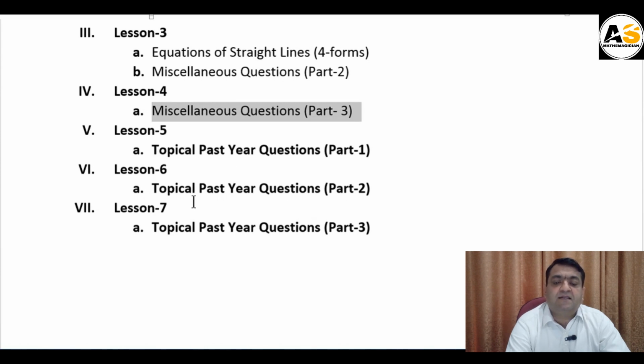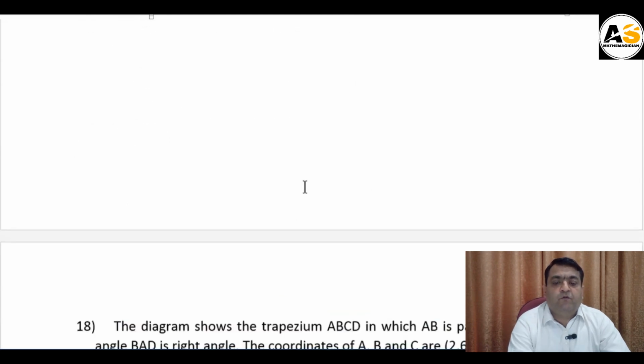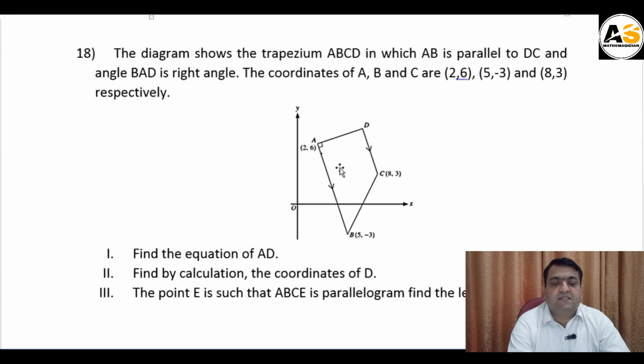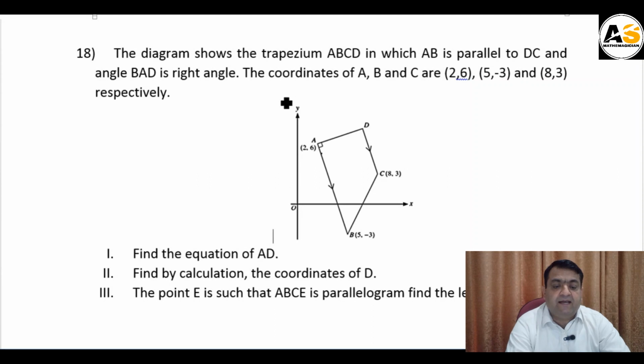And this is the last lesson in which we are going to solve a few more past year questions. So let us start today's lesson. We are given a diagram of a trapezium ABCD in which AB and DC are parallel, and angle BAD is a right angle. Coordinates of A, B and C are given.